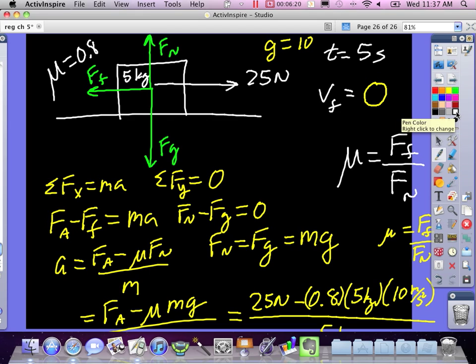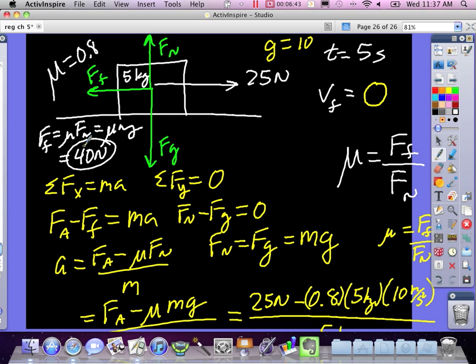Let's say F sub F is equal to mu F sub N, which is equal to mu mg. Well, I know everything. So mu mg is 0.8 times... 40 newtons. How much force is pushing forward? 25. So is this thing going to move? No. See, you can do it like that.